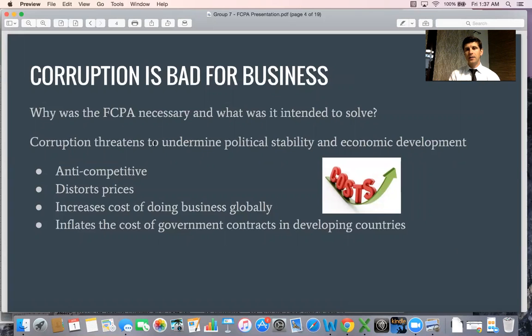So corruption is bad for business and bad for society. There's a societal cost because of corruption, but in this case, we're going to look into the business cost. Corruption threatens to undermine political stability and economic development. It does this because it creates an anti-competitive environment. It distorts prices and increases the cost of doing business globally. And for a lot of these companies, governments in developing countries end up with much higher costs on their contracts.